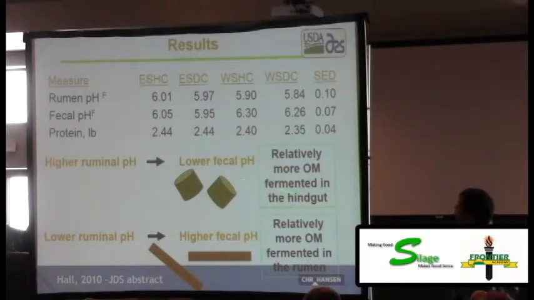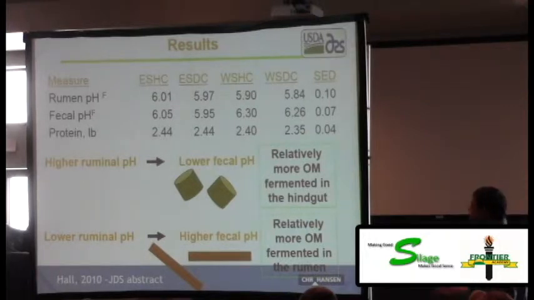Back to the results. We saw no difference in cud chewing, really no difference in milk production. What we did see was when we looked at the pH of the rumen and the pH of the manure. With the wheat straw, we had a slightly lower pH, a little more acid rumen, and more acid manure with the corn stover.